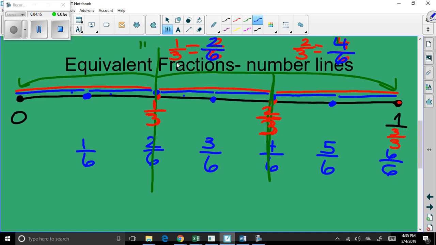When you look at the green line going through the point of 1/3 and 2/6, they are both at the same point. They are both equidistant or equally the same distance from 0 and from 1. So therefore, they are equal fractions. Same with 2/3 and 4/6. They are both the same distance from 0 and 1. So therefore, they are equal fractions. So they're equivalent fractions. And now let's look at equivalent fractions using a set.